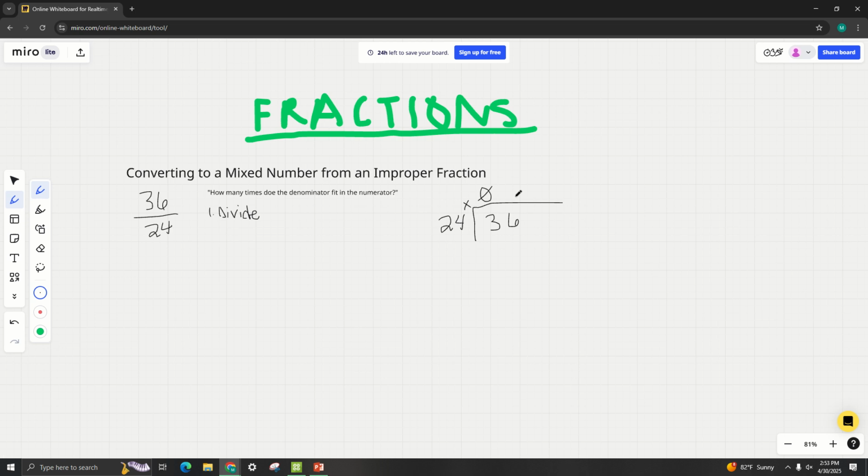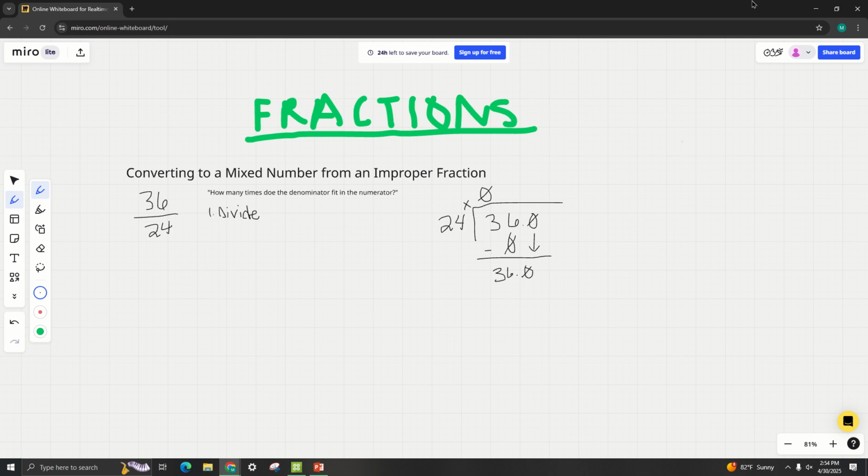So we just divided. And now we're going to multiply. 0 times 24 is just 0. Now we're going to subtract. 36 minus 0 is 36. We could bring down another 0 if you want, just to kind of keep the steps concise. But we still have a whole 36 to work with here. And now we repeat.